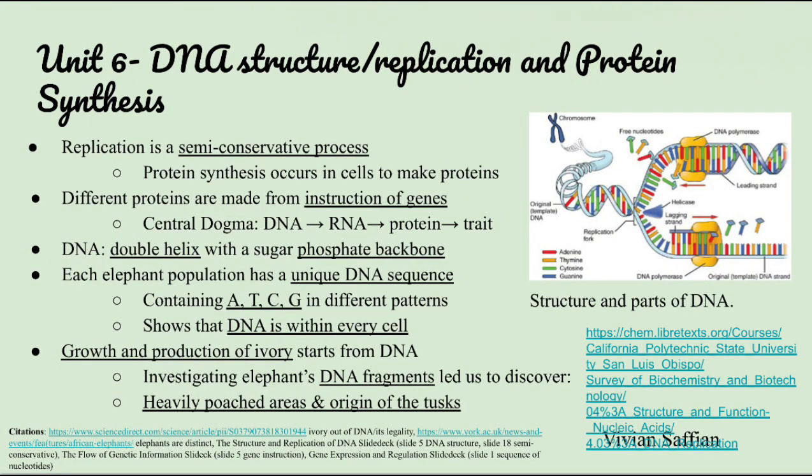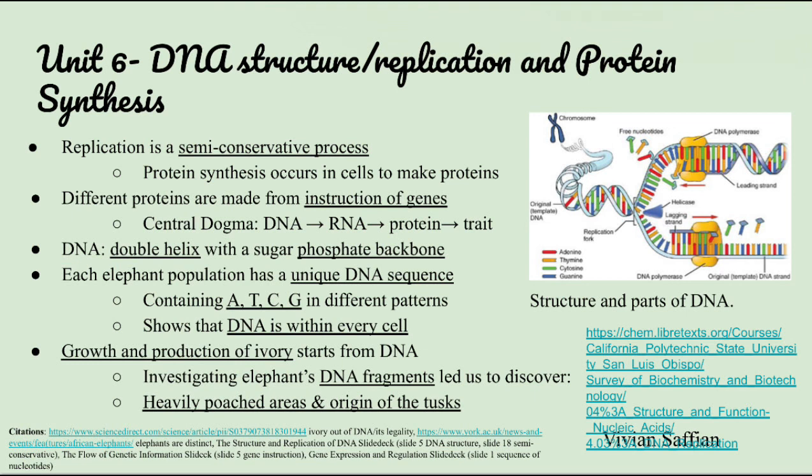In Unit 6, it talks about DNA structure and replication, as well as protein synthesis. To begin, replication is a semi-conservative process where DNA replication produces two new DNA molecules, each containing one original strand and one newly synthesized strand. As shown in the picture, each DNA strand coils together at the end to create one new DNA molecule.